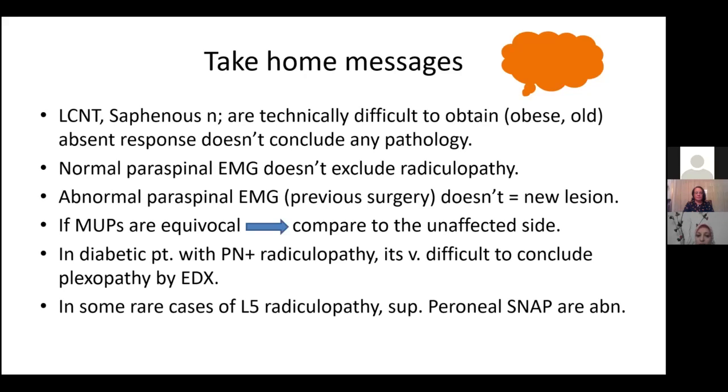And in some rare cases of L5 radiculopathy, the superficial peroneal SNAP may be abnormal. The cause is not totally understood, but it may be because the dorsal root ganglion of L5 is located very proximal to the intervertebral foramen. So compression by a herniated disc, for example, will be distal to the dorsal root ganglion, or postganglionic, and cause a sensory nerve action potential abnormality.